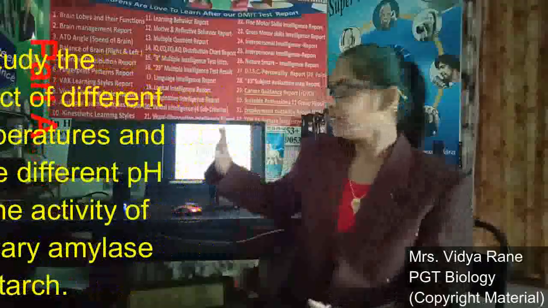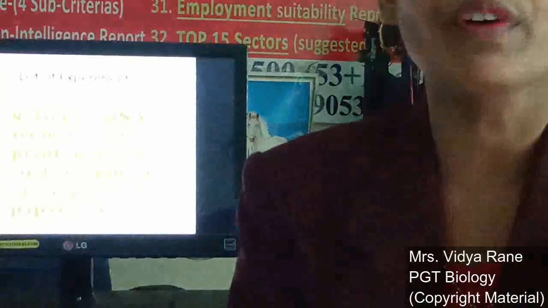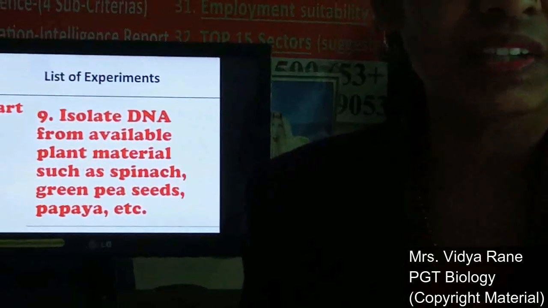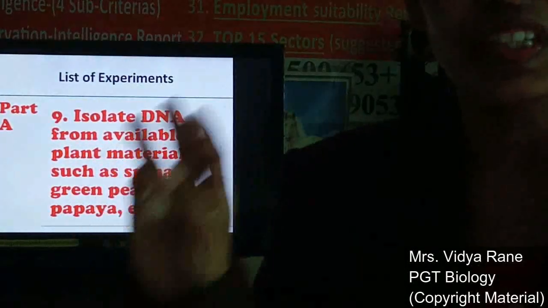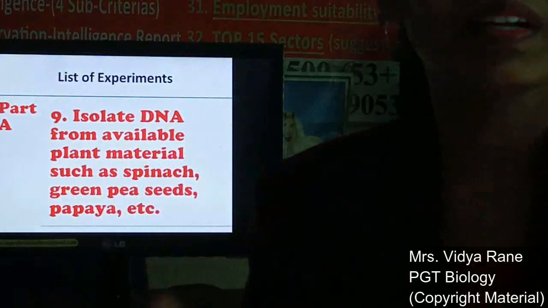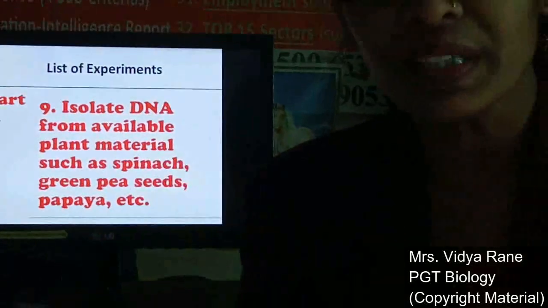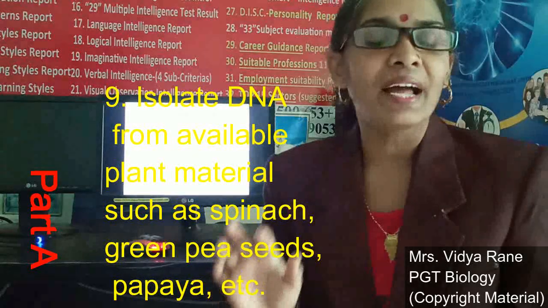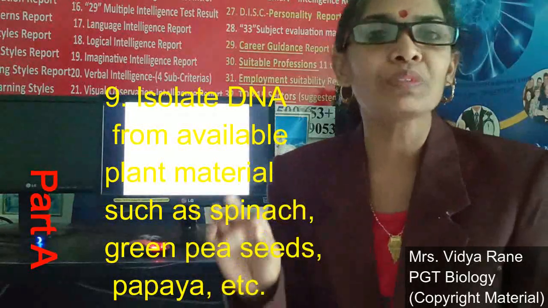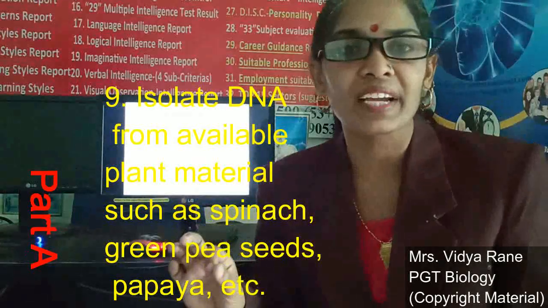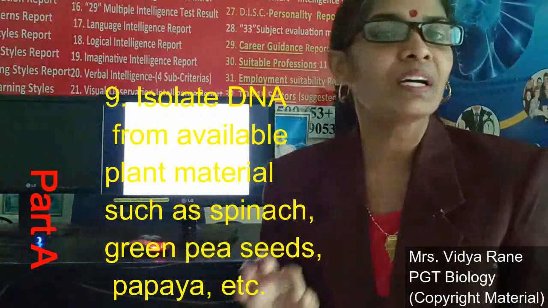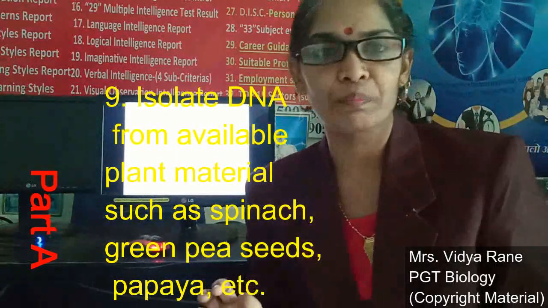Next your experiment is to isolate DNA from available plant material. Some examples are given here, that is spinach, green pea seeds or papaya. So any plant material which is available to you, you can take that sample and the procedure is given. According to that procedure you have to extract the DNA of that plant material. Very simple, very easy and very interesting practical.